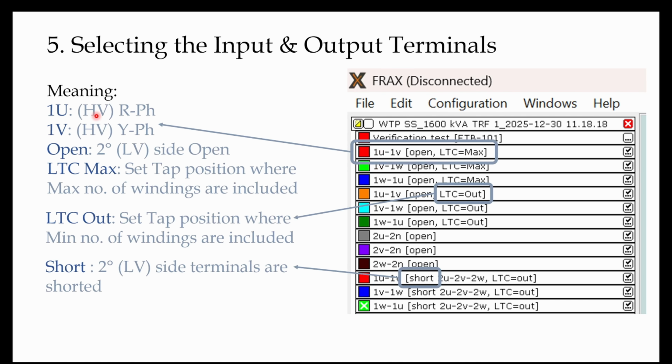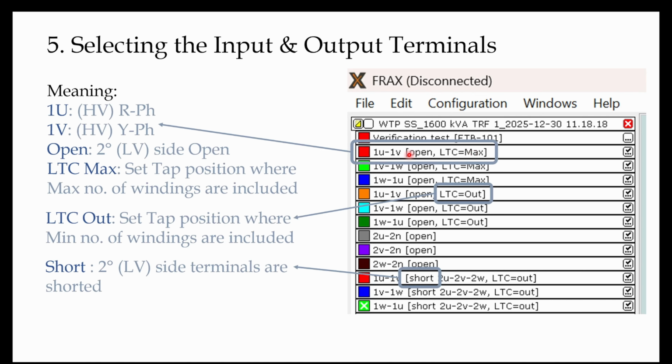1U, 1V stands for high voltage side R phase and high voltage side Y phase. 1 stands for high voltage side and 2 stands for low voltage side. Inside the square bracket, the other side of the transformer is mentioned. In which condition the other side of the transformer will be present, that is mentioned. And also the tap changer position is mentioned.